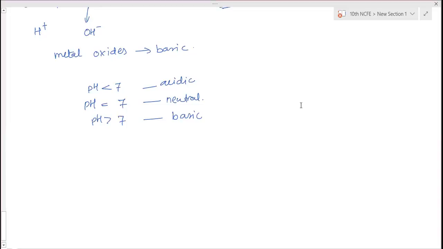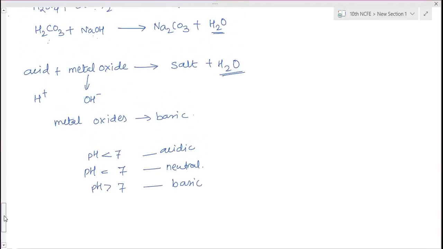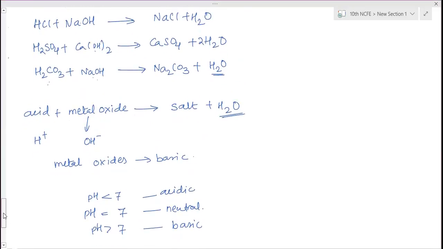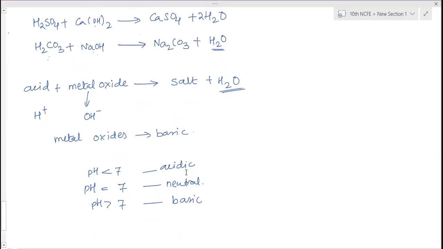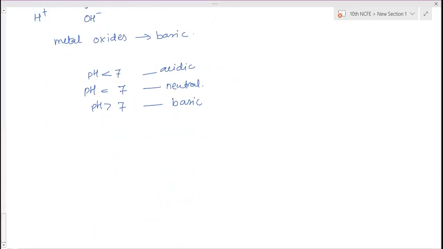Yesterday we did the pH explanation part only. So pH less than 7 means it has acidic characteristics. If a solution has pH equal to 7, it is considered a neutral solution. And pH greater than 7 tells us about the basicity of the substance. Okay, now the practical application of knowing pH.